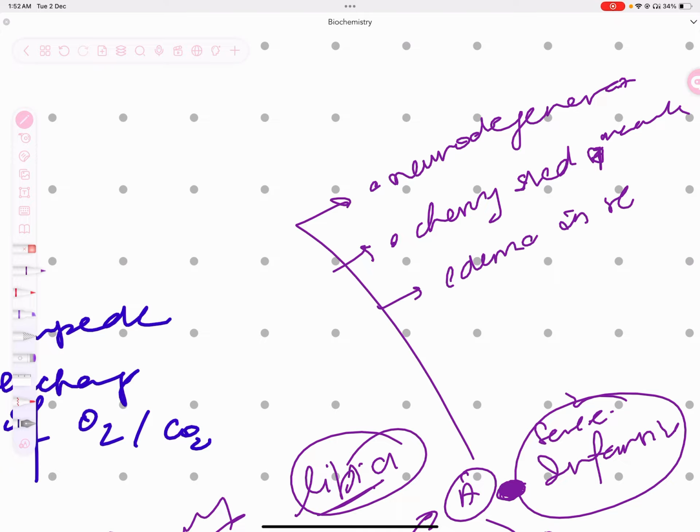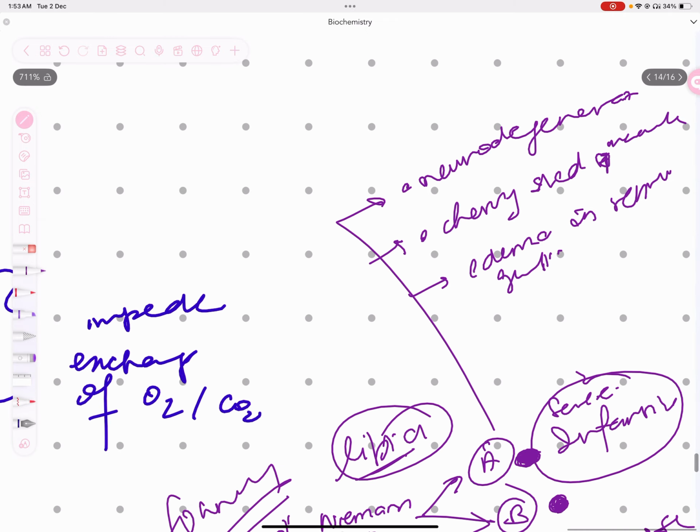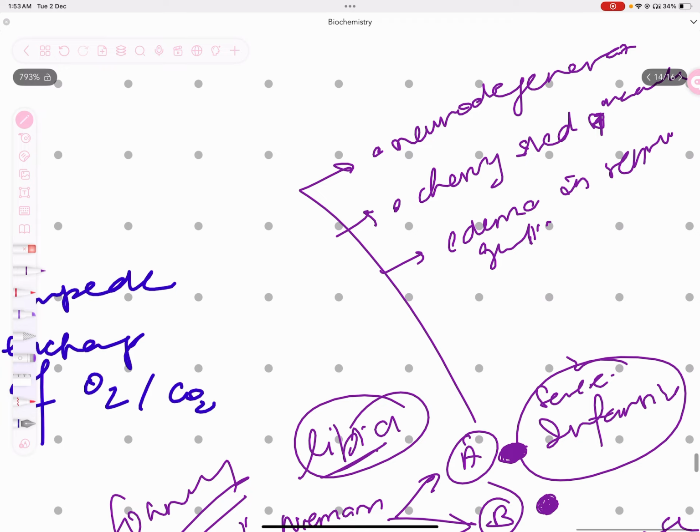And then also there's edema in retinal ganglion cells, right? Now, why is there a cherry red macula, you may be wondering? Because of lipid deposition, and also edema in the retinal ganglions is because of the sphingomyelin deposition. Now, these infants usually die early in their childhood.